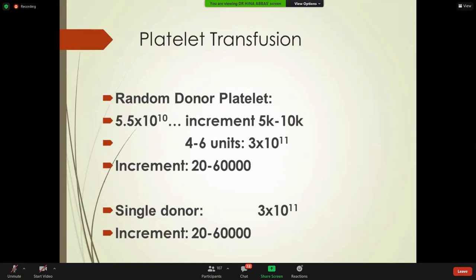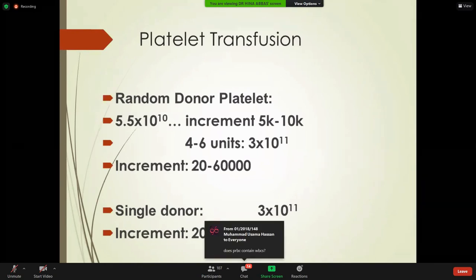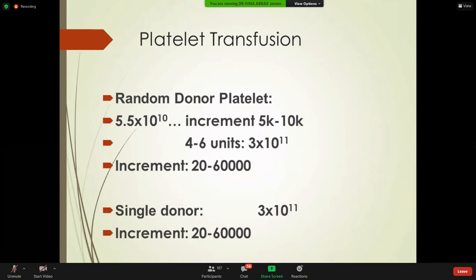So this is alloimmunization. You know, this is the same mechanism for alloimmune hemolytic anemia. Okay, so this is the advantage, that those patients who require multiple transfusions of platelets should be given single donor platelet. Specifically, does packed RBC contain WBCs? Yes, packed RBC normally contain WBCs.